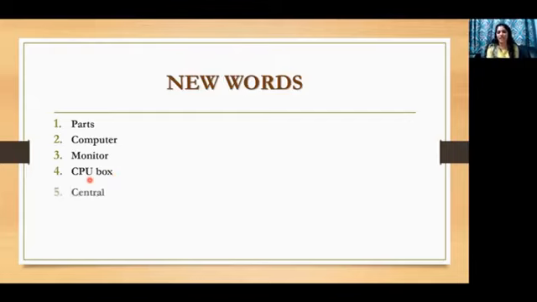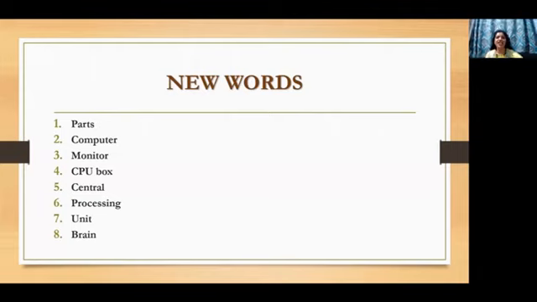CPU box. So now we will see the full form of CPU. Central Processing Unit. Those spellings you have to study. Central spelling it is C-E-N-T-R-A-L. Central. Then processing. P-R-O-C-E-S-S-I-N-G. Processing.